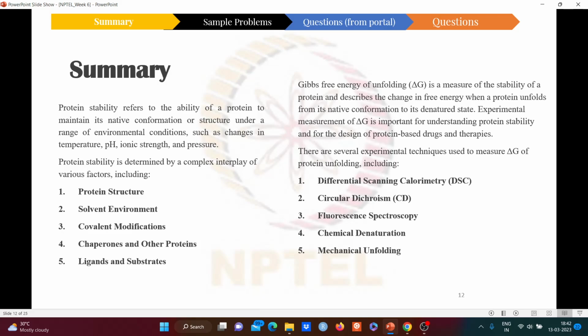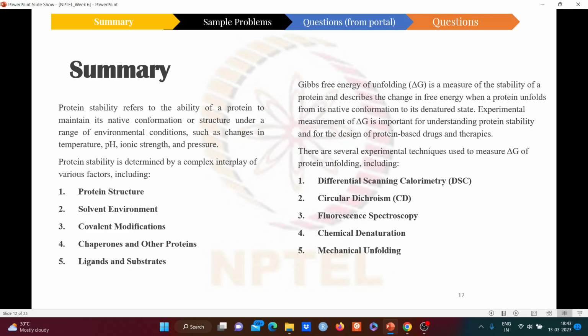Next is fluorescence spectroscopy, which measures the changes in the fluorescence intensity or emission wavelength of a protein as it undergoes denaturation. By analyzing the temperature dependence of fluorescence signal, delta G of unfolding can be calculated. Next is chemical denaturation, which involves the use of denaturants such as urea and guanidinium chloride to induce protein unfolding. By measuring the change in protein stability as a function of denaturant concentration, delta G of unfolding can be calculated.